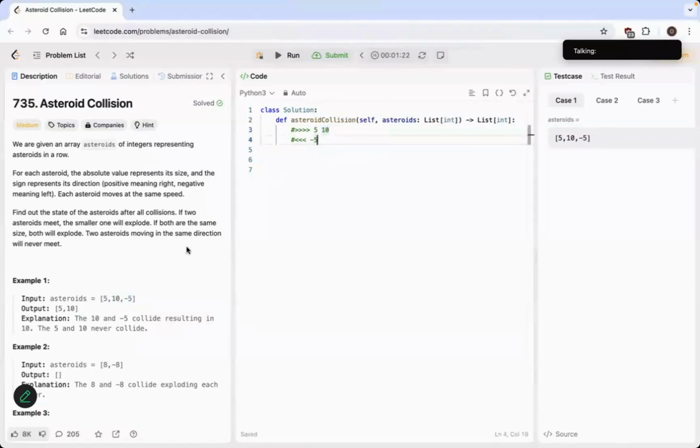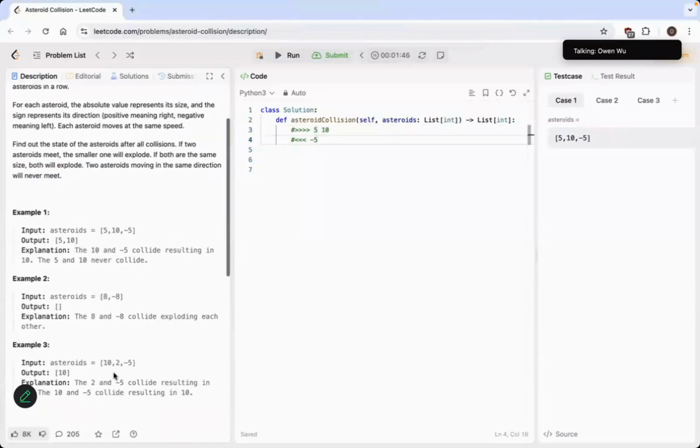So the approach here is actually pretty simple. You can see here again, if they're the same size, because the absolute value of -8 is 8, and they're coming in different directions, that means they basically cancel each other out. And two asteroids moving in the same direction will never meet. It's important because, for example, here, after these collide, you get 10 and 2, and 10 and 2 will never collide, because they're all moving in the same direction.